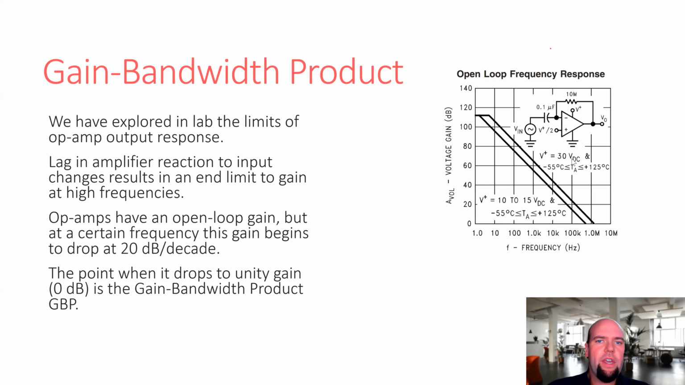So let's start with gain bandwidth products. This is an op amp parameter that I didn't mention. I may have talked about it before, but we're going to talk about it more explicitly now. One of the things you noticed in lab is that op amps can't respond infinitely fast. When the input changes, the output will change according to the gain, but it doesn't necessarily change instantaneously.